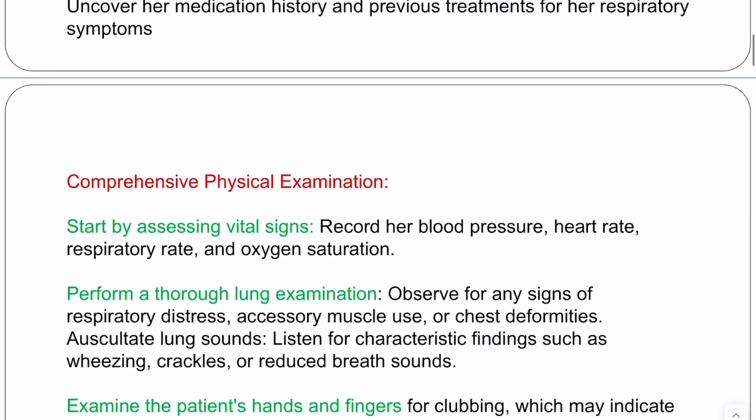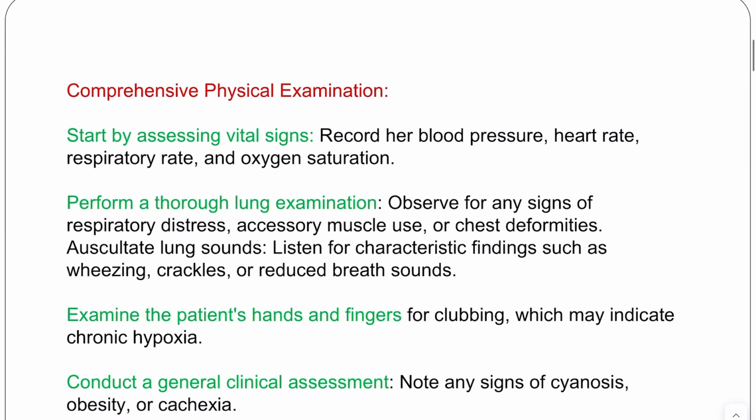Following the history, you're going to take consent from the patient and start your physical examination. You'll start by assessing the vital signs like blood pressure, heart rate, respiratory rate, and oxygen saturation. You must say in front of the examiner that I want to start with vital signs. The examiner may give you the vital signs, that blood pressure is this, SpO2 is this, or the examiner may say all vital signs are normal. But this step is very important. You must say that I'll start by assessing the vital signs.